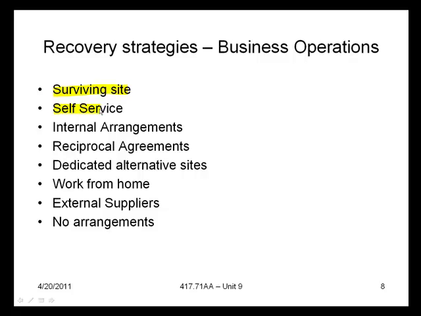Self-service, as described by the book, is where you transfer work to an existing branch or location. It's not a surviving site. You don't have two equal sites, but you have a branch or a lesser site that can handle some of the workload. Internal arrangements are where you use non-work facilities for work arrangements.